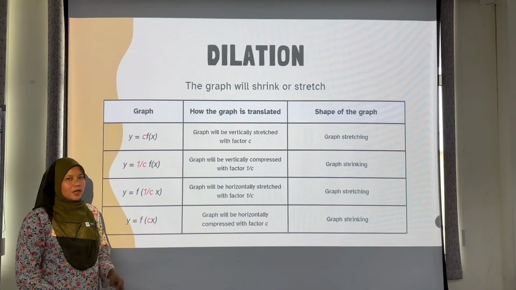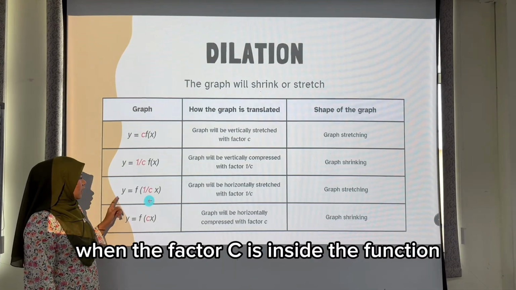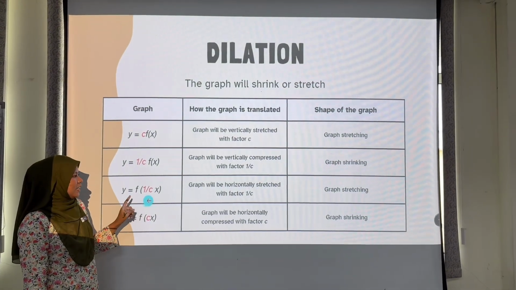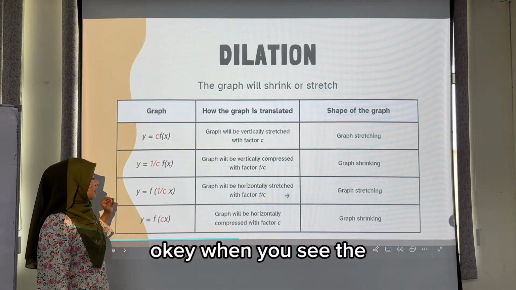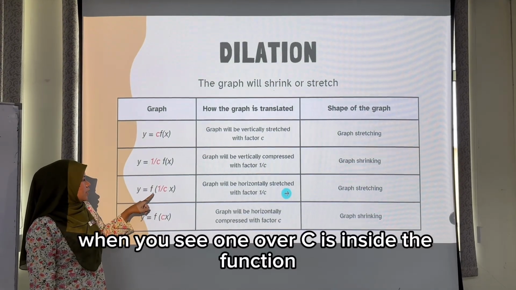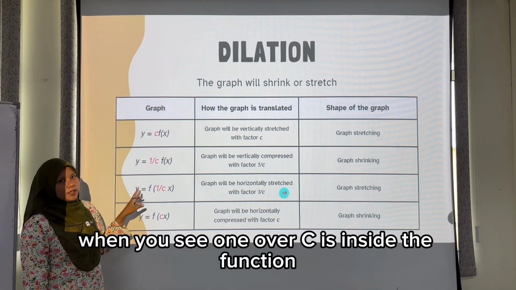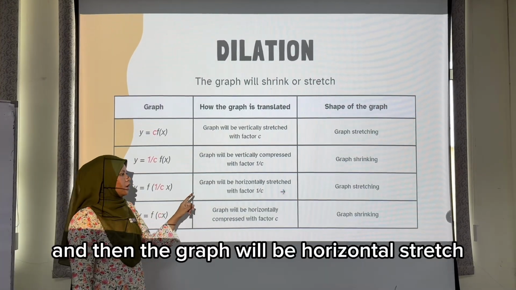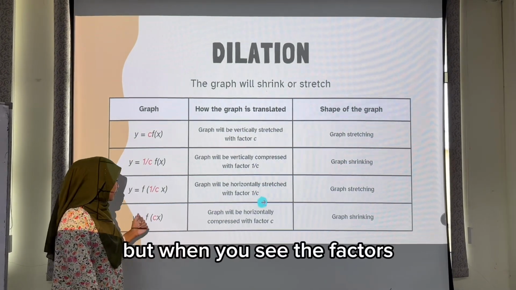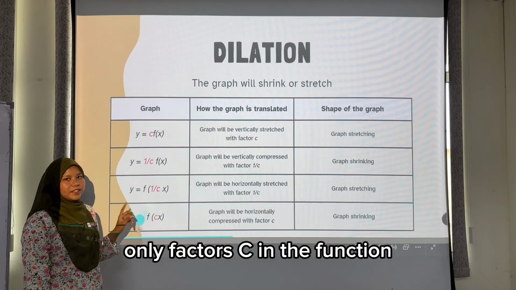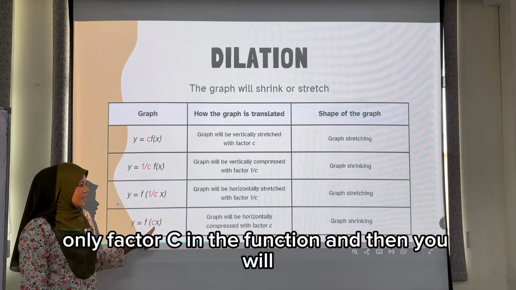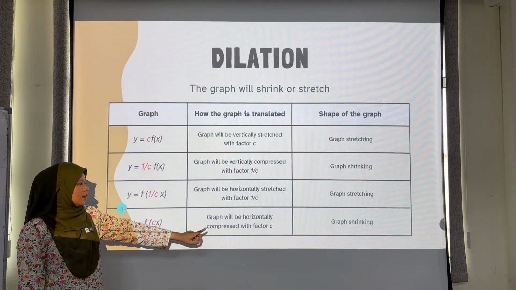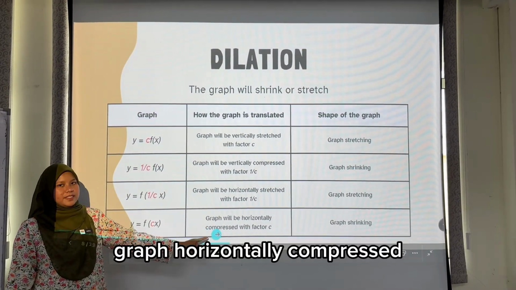Okay, next, when the factor c is inside the function, the graph will be horizontal. When you see 1 over c inside the function, the graph will be horizontally stretched. But when you see only factor c in the function, you will get the graph horizontally compressed.